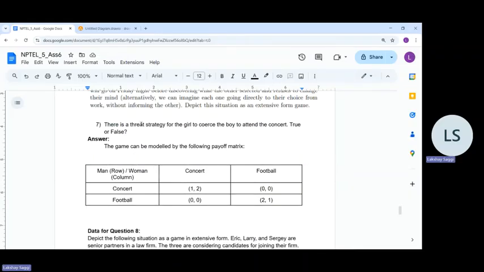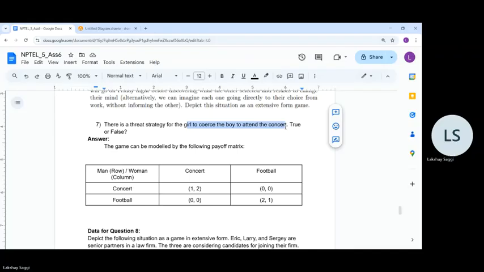Now the problem statement is essentially saying, answer this as true or false. There's a threat strategy for the girl to coerce the boy. So basically the girl is the woman and the boy is the man. There's a threat strategy for the woman to coerce the man to attend the concert. True or false?